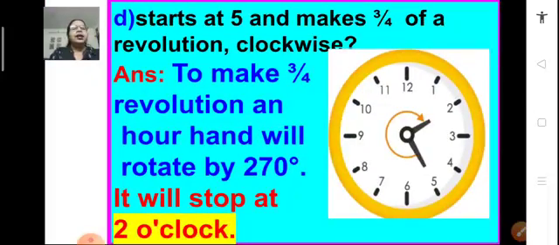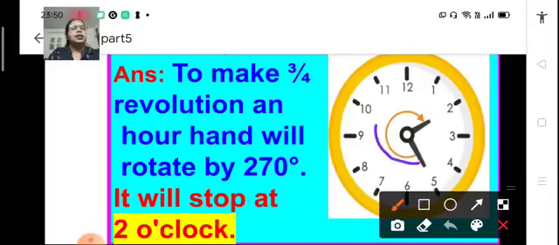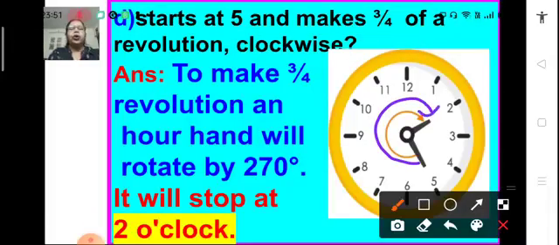D, it starts at 5 and makes 3/4 of a revolution clockwise. So to make 3/4 of a revolution, our hand will move through a 270 degree angle, or it will move through 3 right angles. So where will it stop? From here it starts, it will stop at 2 o'clock.